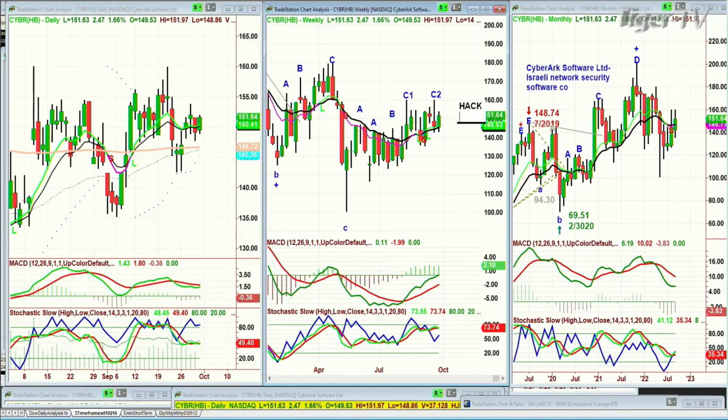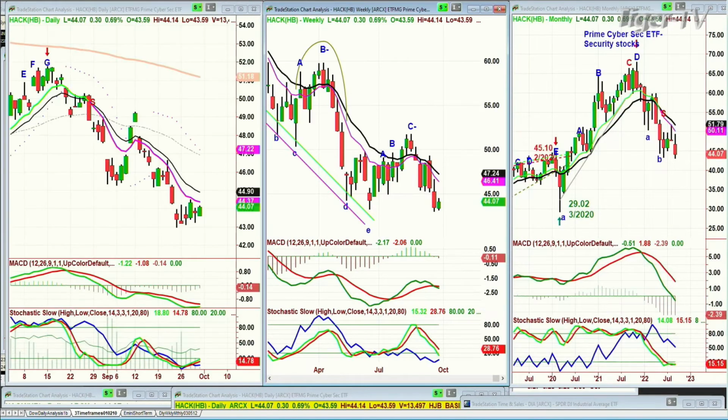But if you look at HACK, this is the ETF for the cyber area. It's called the Prime Cybersecurity ETF. Look at this. It's gone to a leg C in the monthly chart. That means it's made a dreaded HC minus in the weekly chart. It's down at 44. It was up in the 68 area at the end of last year. Just what's going on there.